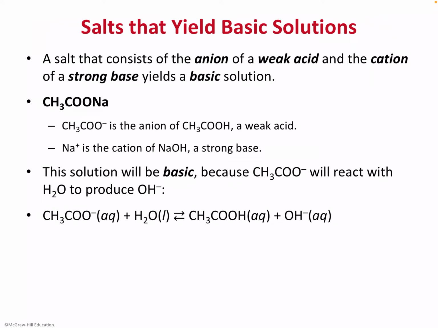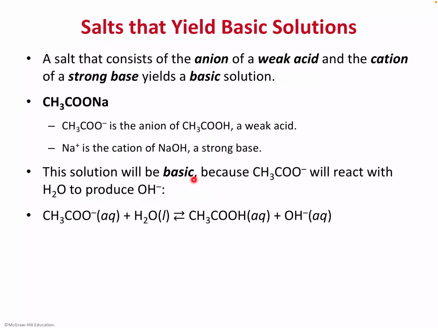Salts that yield basic solutions. A salt that consists of the anion of a weak acid and the cation of a strong base yields a basic solution. For example, sodium acetate. Acetate is the anion of acetic acid, a weak acid, and sodium is the cation of sodium hydroxide, a strong base.